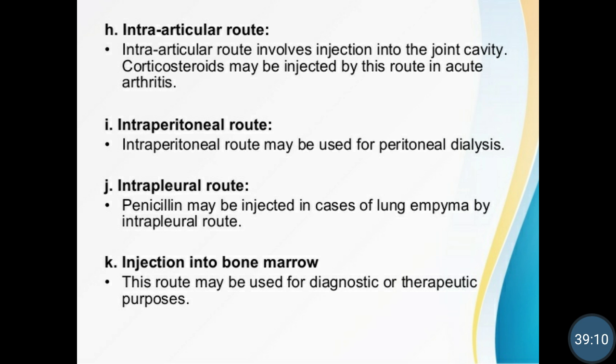The next one is the injection into the bone marrow. The injections are directly given in the bone marrow for some diagnostic purposes or some therapeutic purposes. Okay, either to diagnose the functioning of bone marrow or to administer some drugs in the bone marrow. The drugs are directly injected in the bone marrow.